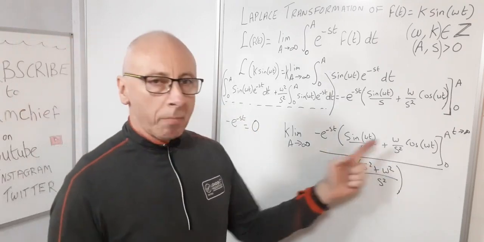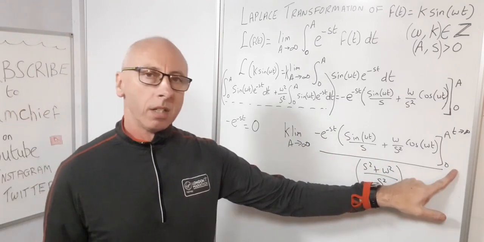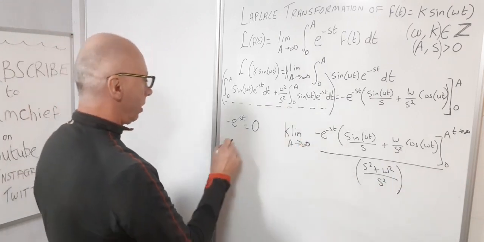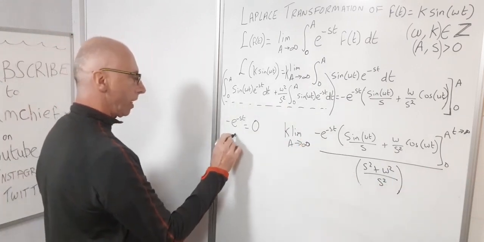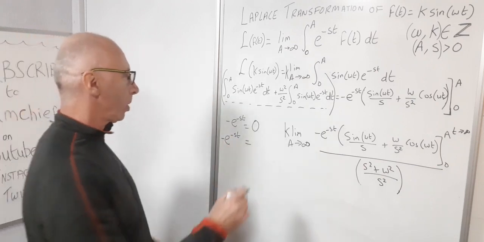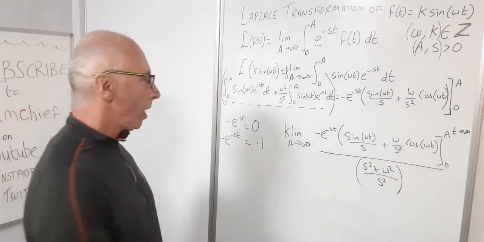And all of this will not matter because this term will be 0. So that will just disappear at infinity. So what about at 0? Well, we've got this term here. We've got minus e to the minus st, which is just minus e to the 0, which just becomes minus 1. So at 0, this term just becomes minus 1.